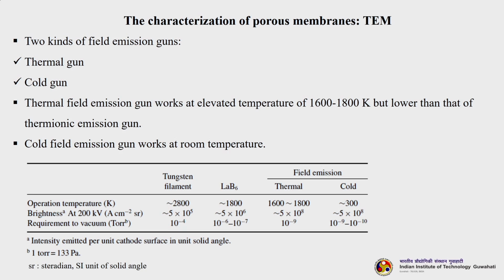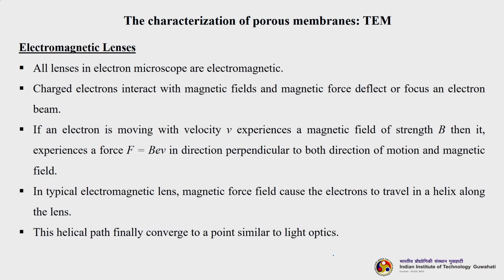You can see this table gives us an understanding of the types of guns. In the comparison, tungsten is there, LaB6 is there, then field thermal and cold. You can see that the operating temperature is the lowest for the cold one. The brightness comparison is also given, and the vacuum requirement comparison is also given. Okay, sr is the steradian, which is the unit of solid angle.